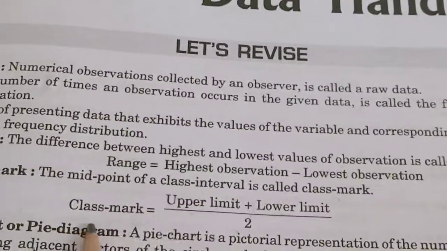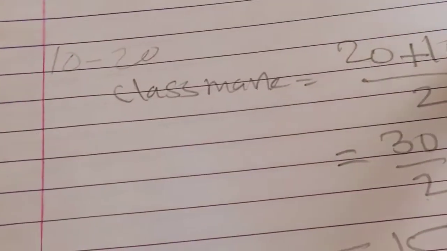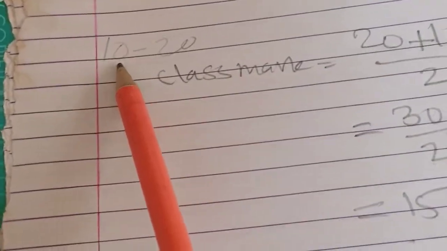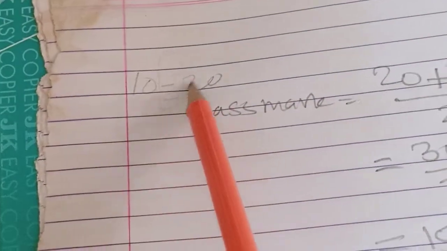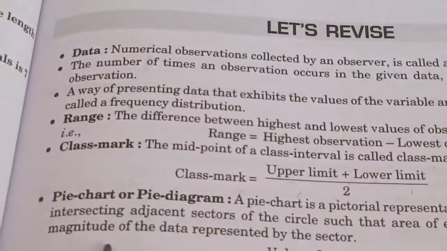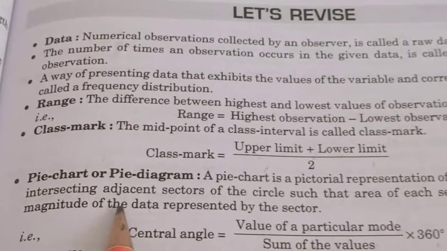What is the definition of class mark? Class mark is upper limit plus lower limit, divided by 2. In the example, upper limit is 20, lower limit is 10. Addition divided by 2 is 15. Means 15 is lying between 10 and 20. Therefore, 15 is the class mark of 10 to 20. Clear? Now see, the next part is pie chart or pie diagram.